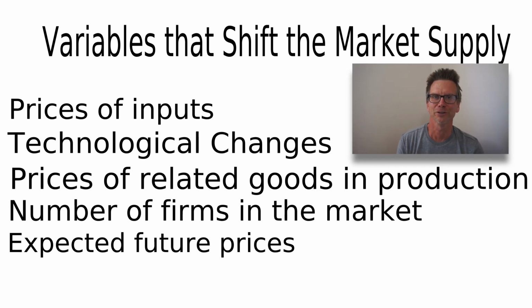Let's take a look at the 5 shifters of the supply curve. The first, prices of inputs. Second, technological changes. Third, prices of related goods in production. Fourth, number of firms in the market. And fifth, expected future prices.